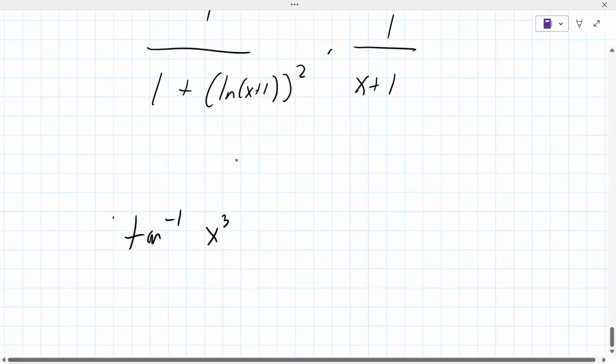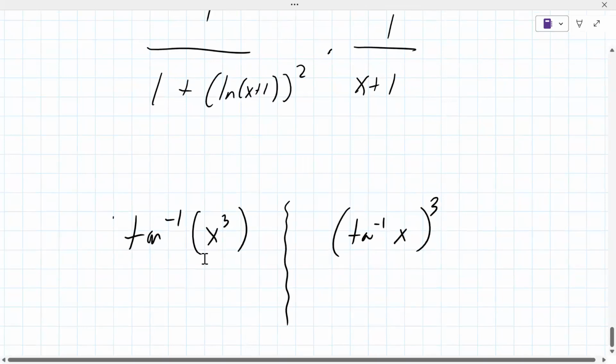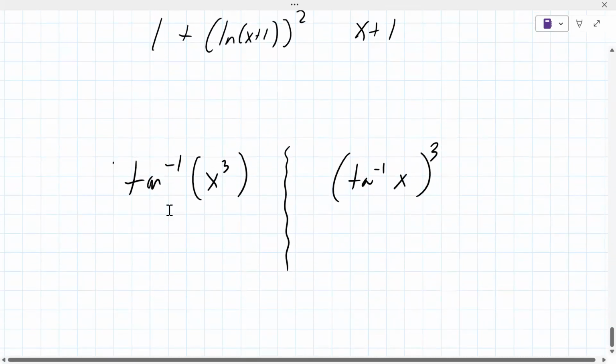Question for you, are these the same? Tan inverse x cubed. Are these the same? No. Yeah, it was kind of deceptive. I didn't put the parentheses in the right place there. But no, these are not the same. This is more like the ones we've been doing.